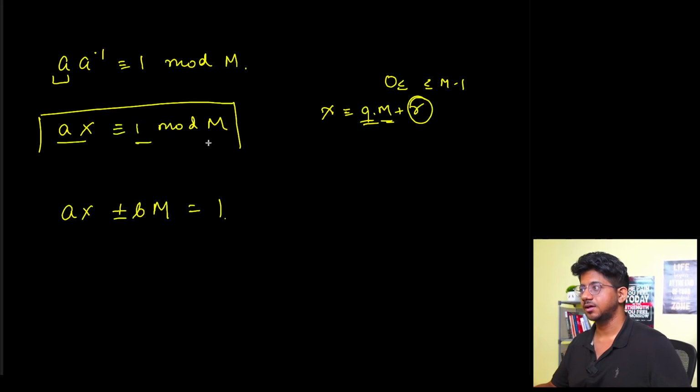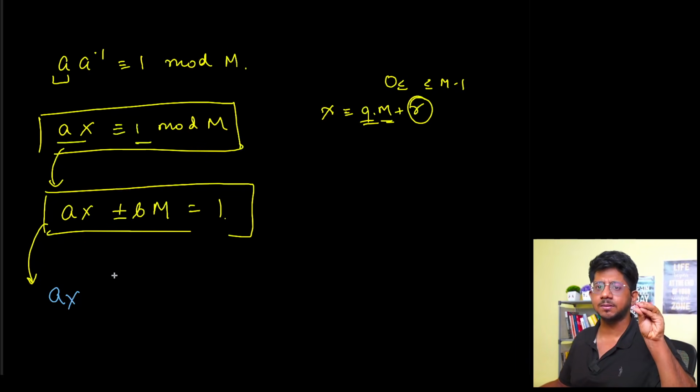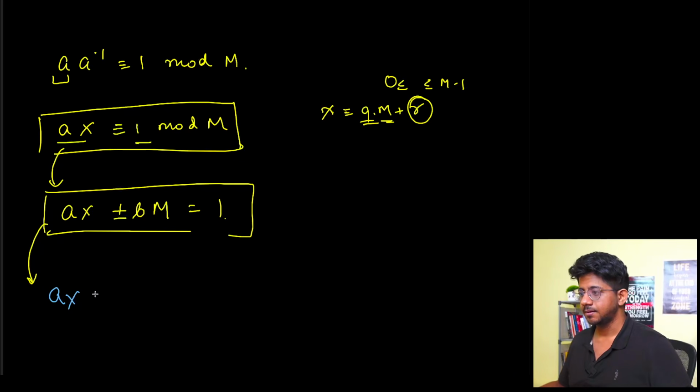This equation is absolutely equal to this equation for some random value b. Okay, for some random value b. I'm going to rephrase this in a different way. I'm going to say ax plus minus b, it's a variable, right? I don't know what the value of b is going to be, so let's say plus minus b is going to come out to some number y. Okay, plus y times m is equal to 1.